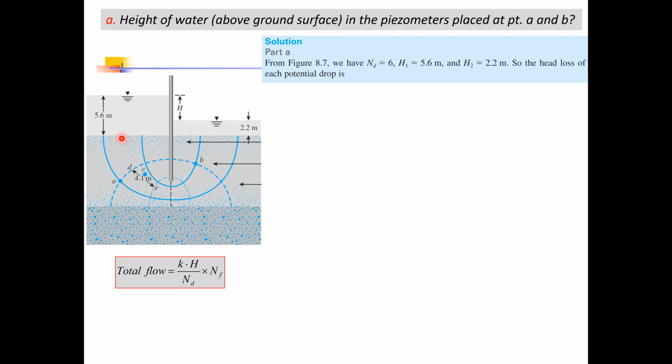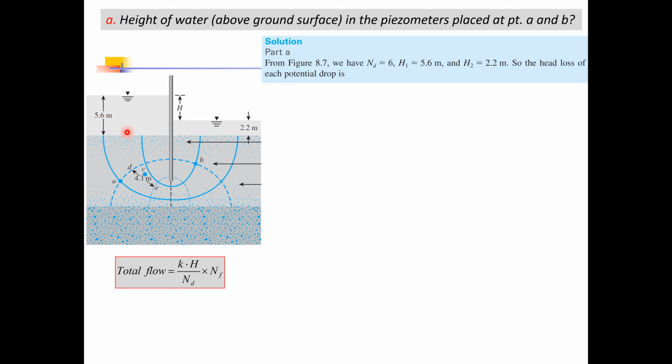If I ask you what is the head of water at the ground surface here, you can see that the head of water here is 5.6 meters. The head of water means that if I put a piezometer here, the height of water in that piezometer will be equal to 5.6 meters. So the head of water here is 5.6 meters.